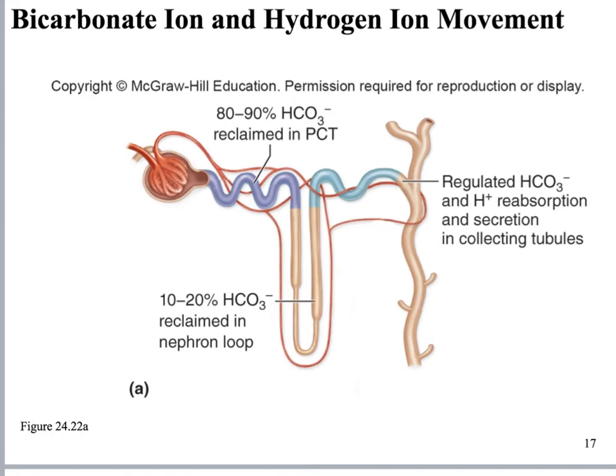About 80 to 90% of bicarbonate ions are reclaimed after filtration in the proximal convoluted tubule. The other 10 to 20% are reclaimed in the nephron loop. But in the distal tubule or the collecting ducts, there is reabsorption of bicarbonate and hydrogen ions and secretion in those collecting tubules, depending upon the blood pH that's present.